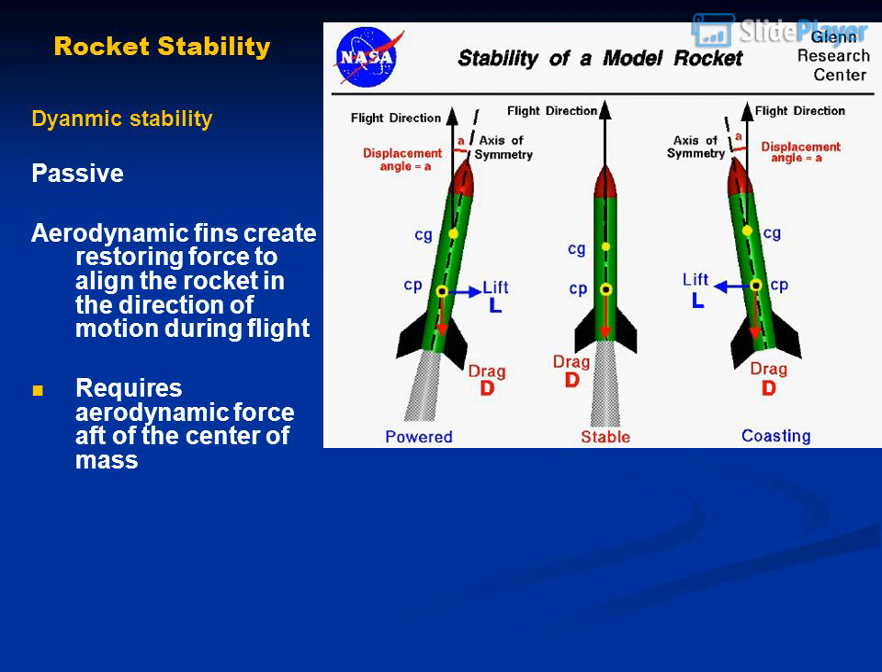Rocket stability. Dynamic stability, passive. Aerodynamic fins create a restoring force to align the rocket in the direction of motion during flight. This requires an aerodynamic force aft of the center of mass.